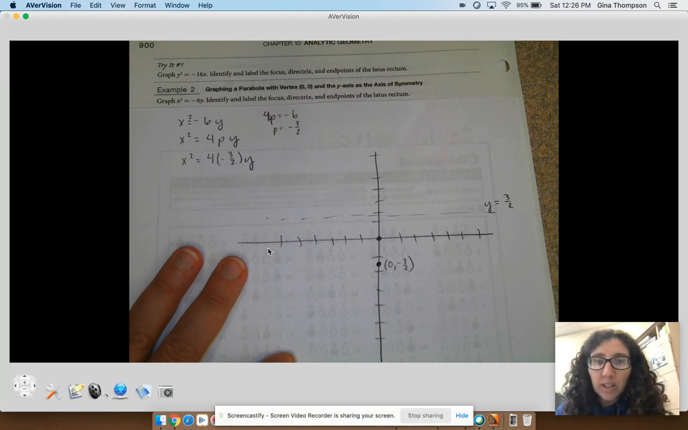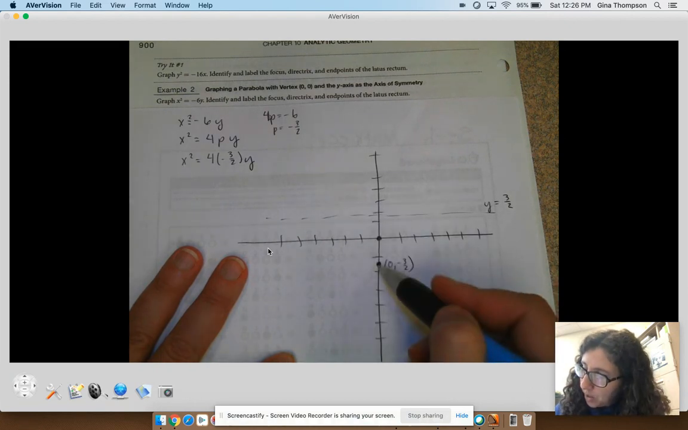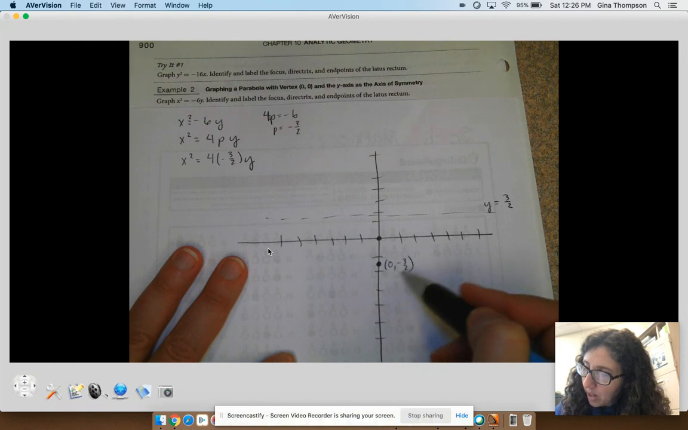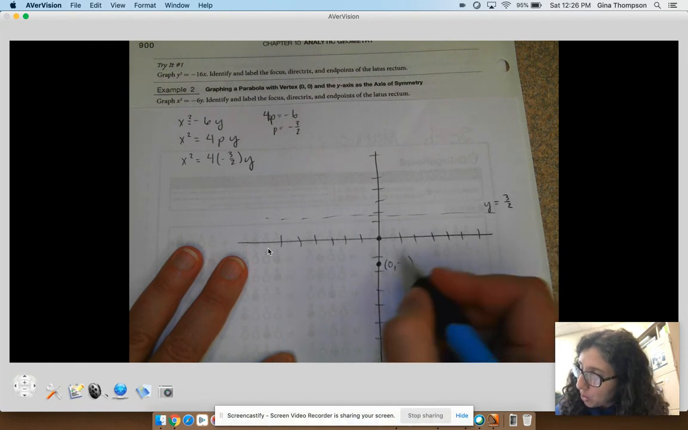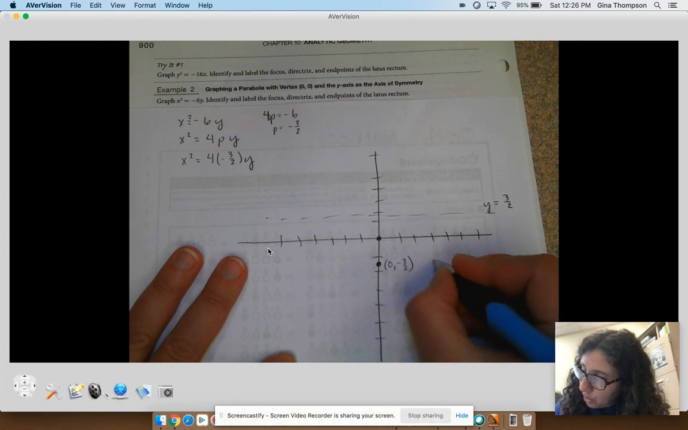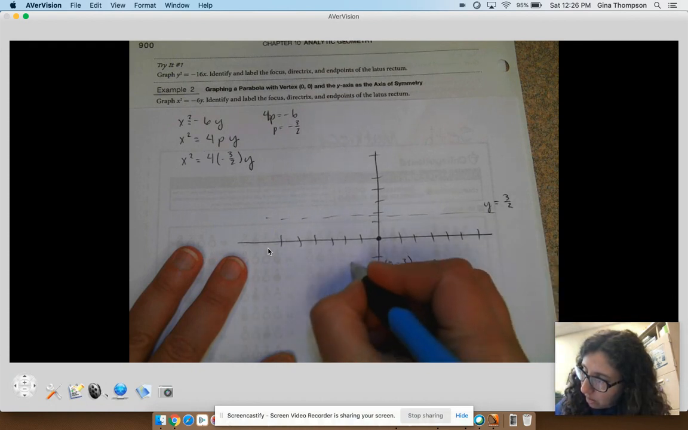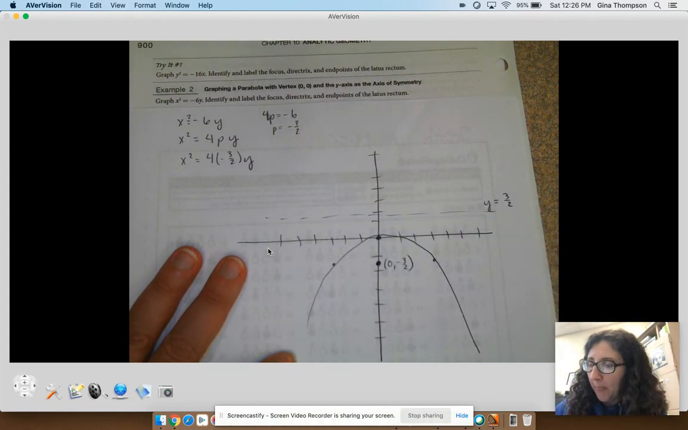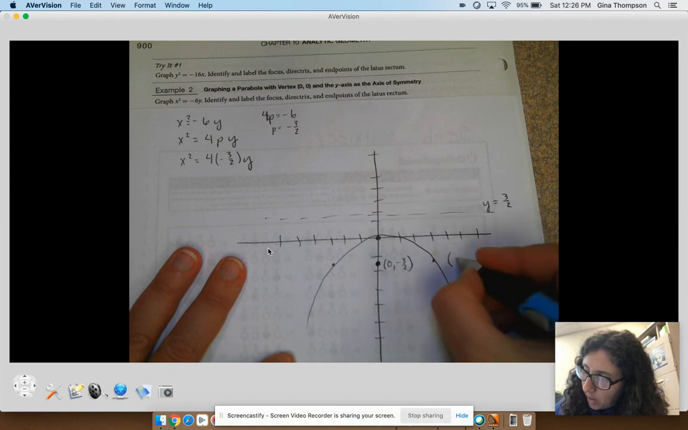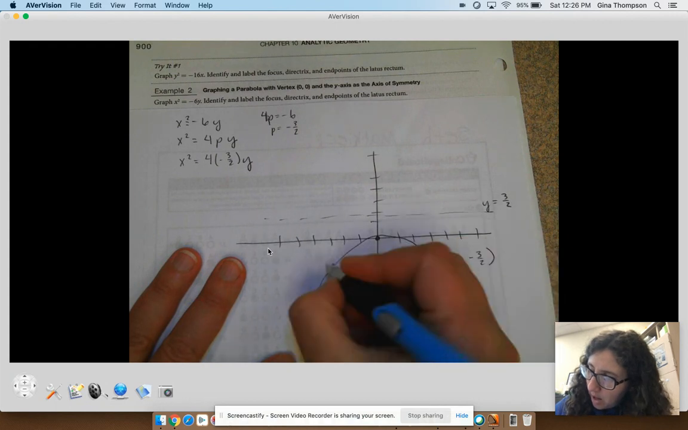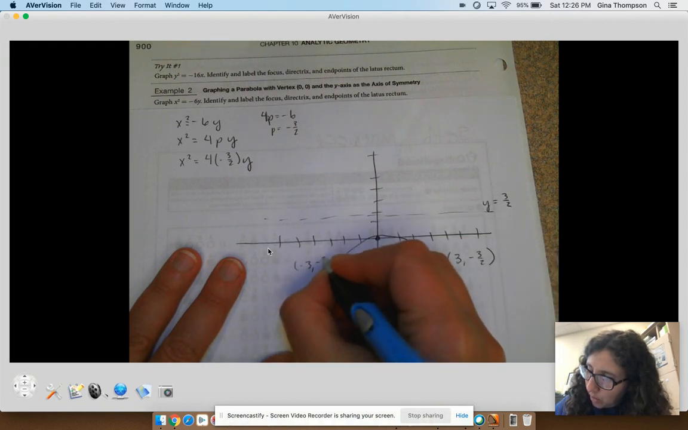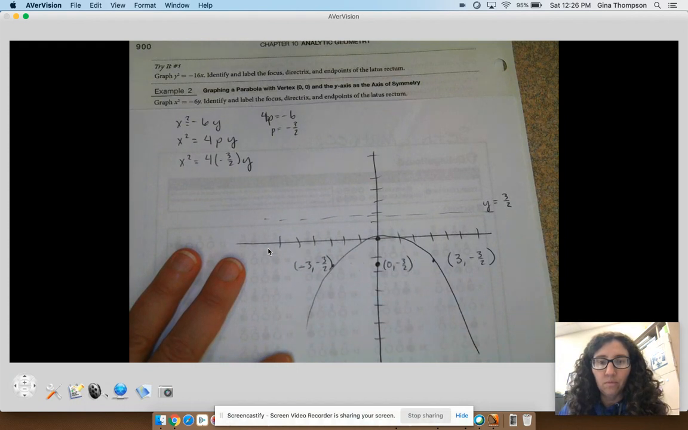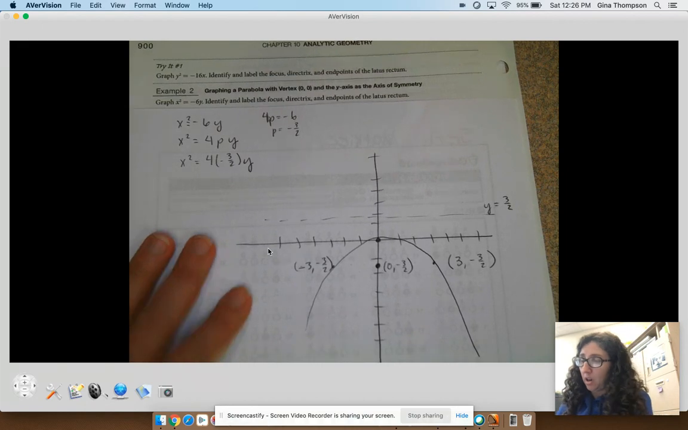And where are the endpoints of the latus rectum? Well, it's going to be, let's see, this number, negative 3/2 times 2, is going to give us 3. So 3 units either direction. And so we can kind of connect those with a parabola. And let's see, we know the x value is 3 and the y value is negative 3/2. And this would be negative 3, negative 3/2. Okay, kind of a new way of thinking about parabolas, but not too bad.